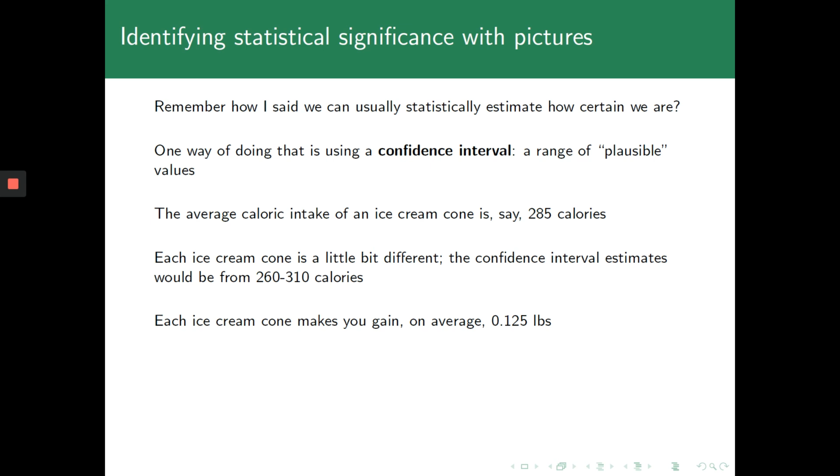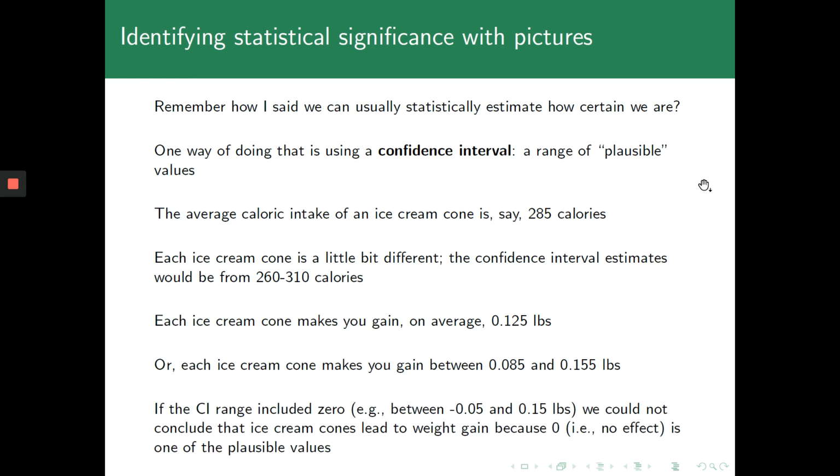Now, if we take that idea and translate it to our story about calories and weight, imagine each ice cream cone makes you gain, on average, an eighth of a pound, 0.125 pounds. Now, sometimes it might be a little less. Sometimes it might be a little bit more because the size of the ice cream cone varies. So each one could make you gain between 0.085 and 0.155 pounds, right? That would be the confidence interval, the range of plausible values.